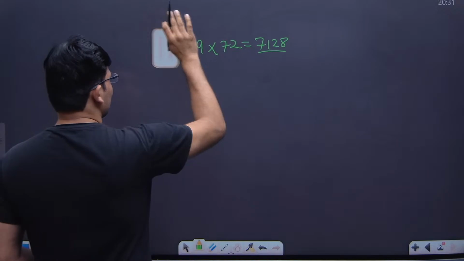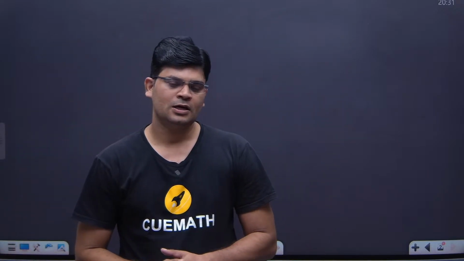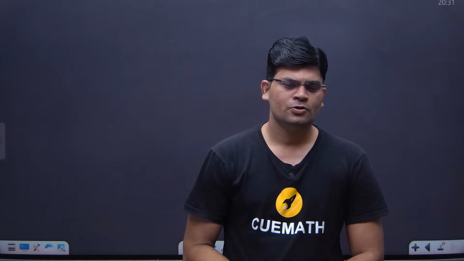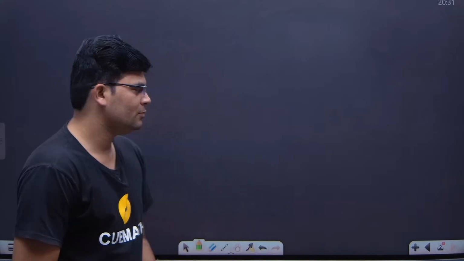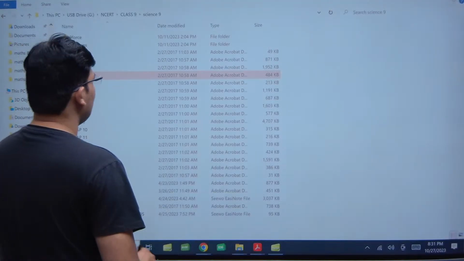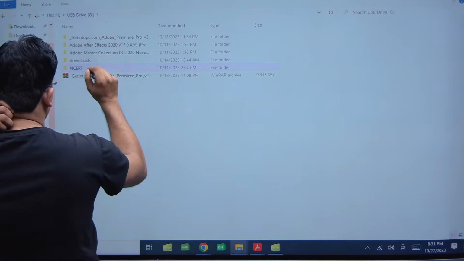Okay, so we now know how integers work. Let us now move on to some questions involving integers from our textbook, and then we will do some of the questions from exemplar books as well. Okay, so let's start with some of the questions from the book.